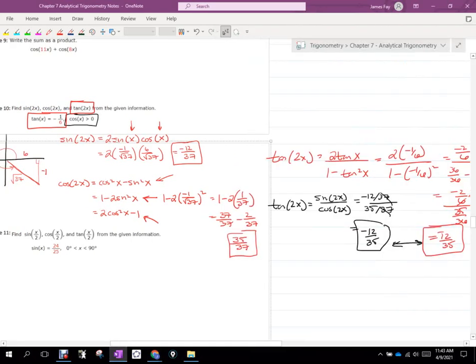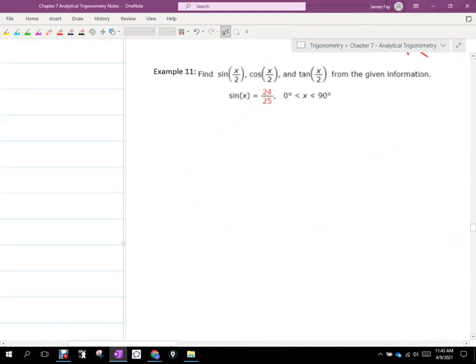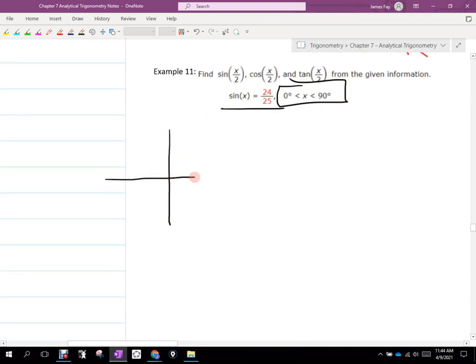All right, so the next question is exactly the same, but we're working with different formulas now. Now working with the half angle formulas. They give me sine of x equals 24/25. What quadrant is that telling you you're going to need to operate in? First quadrant.